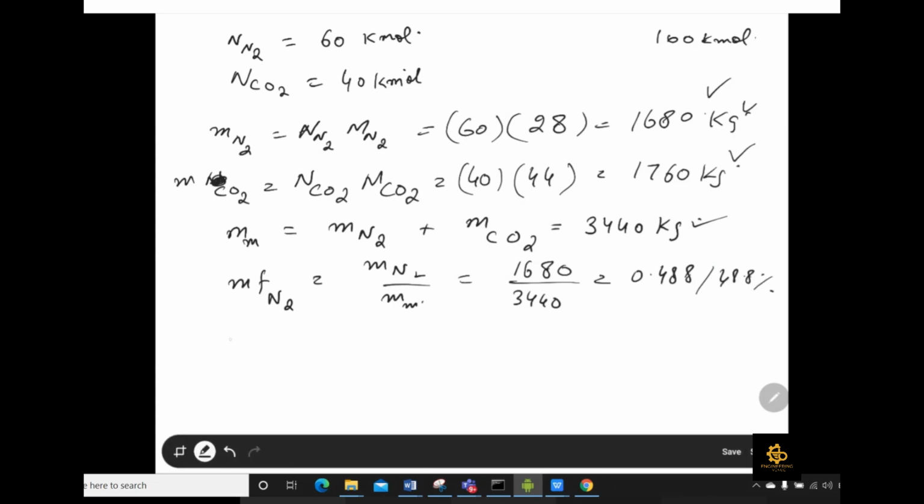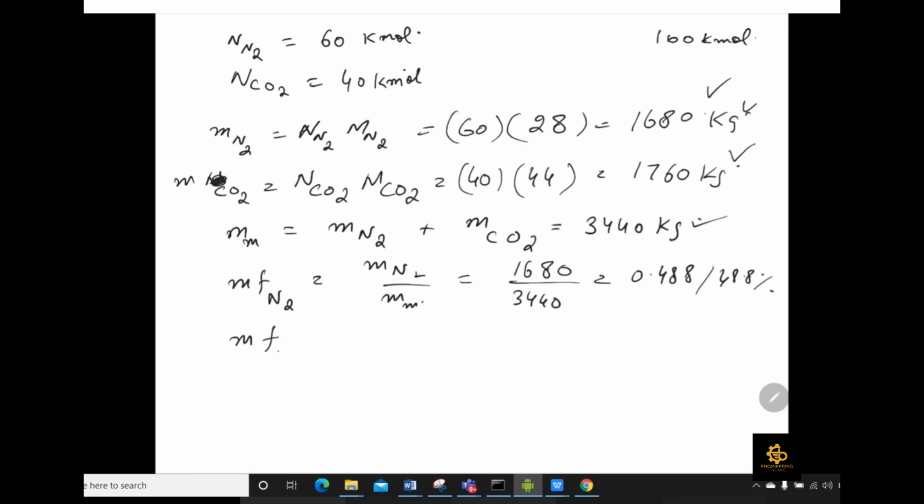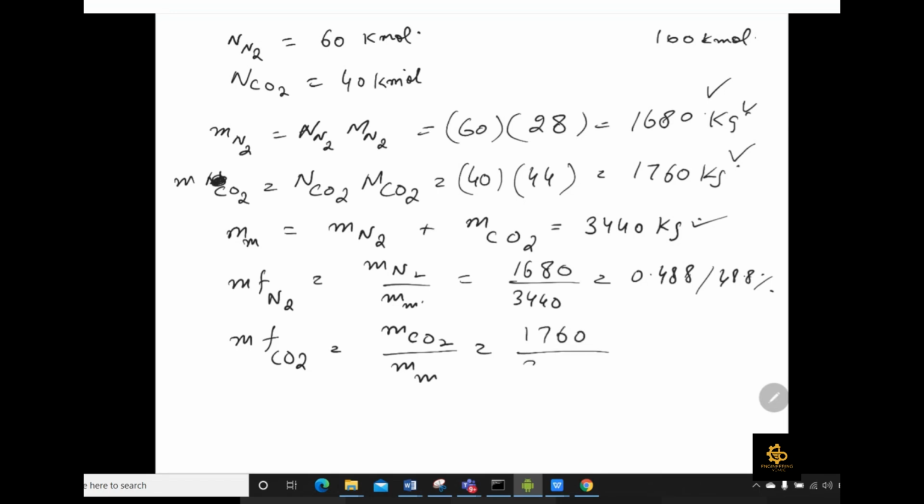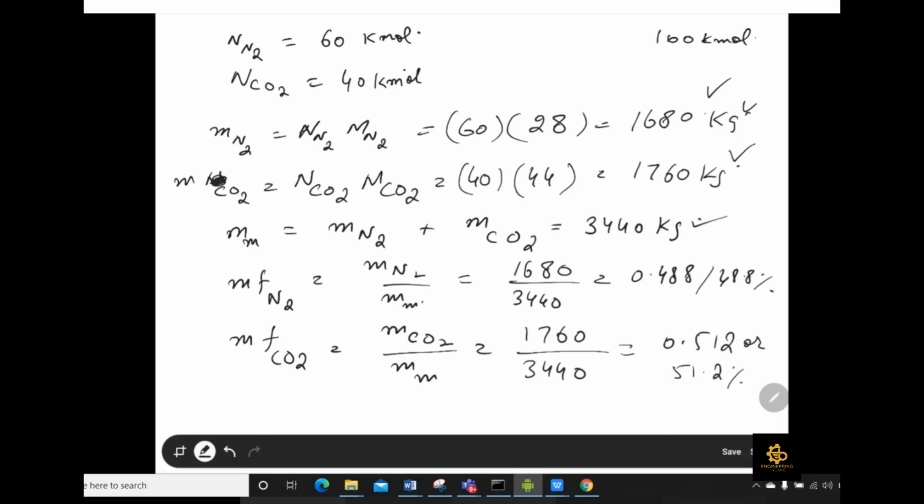Okay, so a similar thing you have to apply for the mass fraction of the second component, which is CO2. You just need the mass of CO2 and the mass of the mixture. The mass of CO2 you have already found, 1760, and 3440 is the mass of the mixture. So you just have to solve it, and you will get 0.512, or 51.2% mass fraction of CO2 in the mixture.